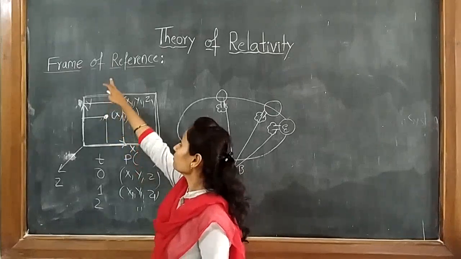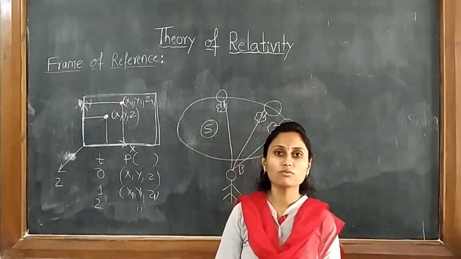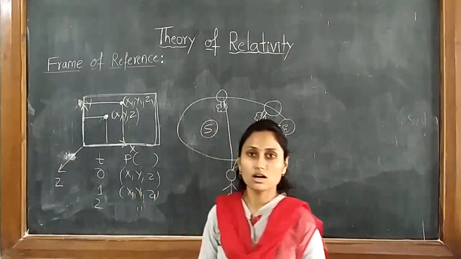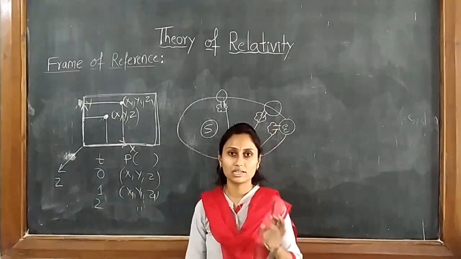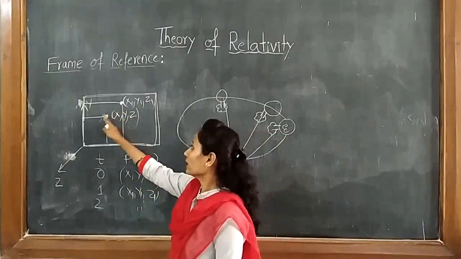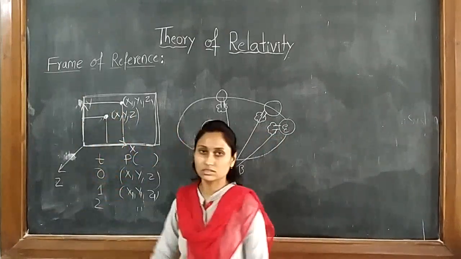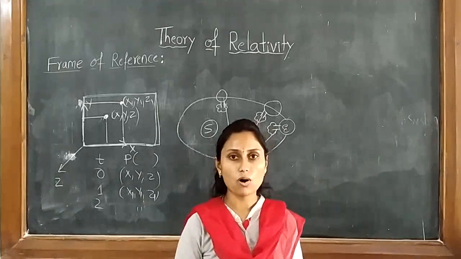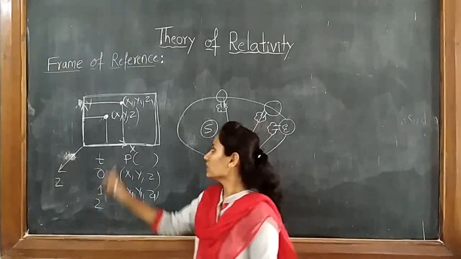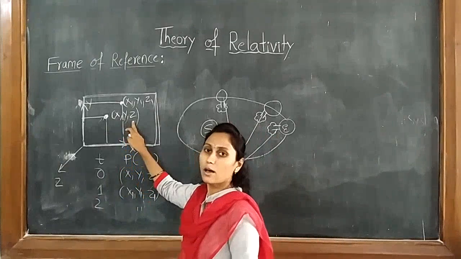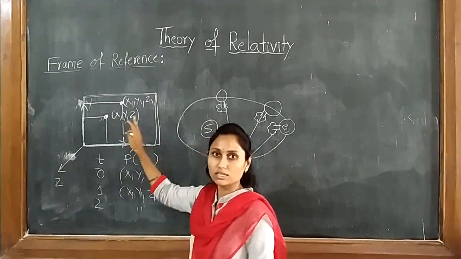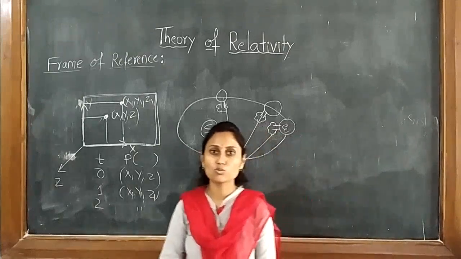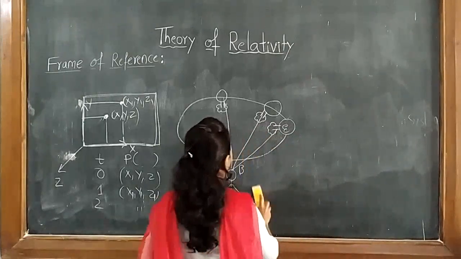So that system is called what? Frame of reference. So a frame of reference is nothing but a system of coordinate axes. These are the coordinate axes, x, y and z. This is the system, isn't it? So a system of coordinate axes which defines the position of an object by using 2 or 3-dimensional space. So this is the frame of reference.